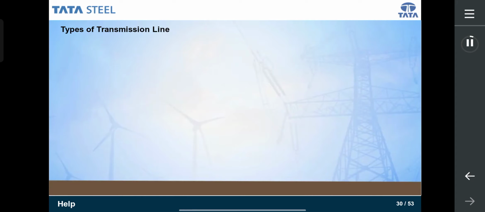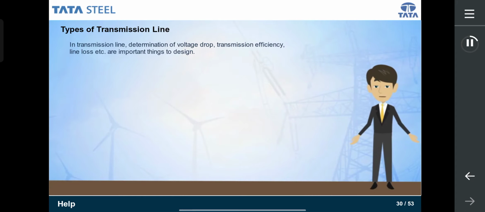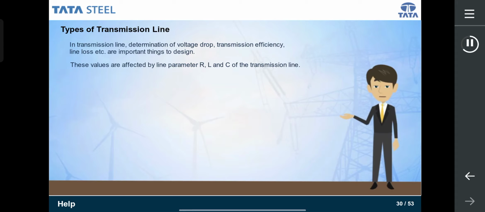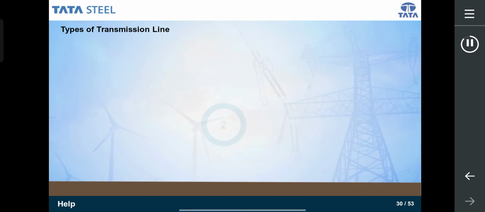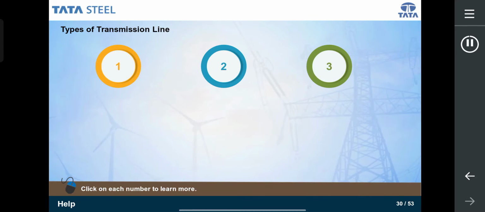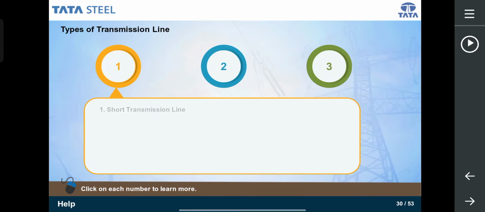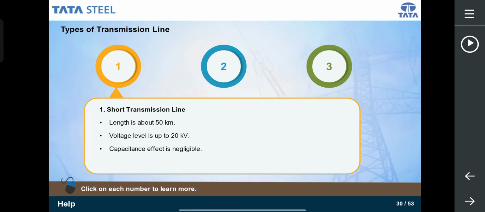Now let's learn about different types of transmission line. In transmission line, determination of voltage drop, transmission efficiency, line loss, etc. are important things to design. These values are affected by line parameters R, L and C of the transmission line. Lengthwise, transmission lines are of three types. Click on each number to learn more. Short transmission line. Length is about 50 km. Voltage level is up to 20 kV. Capacitance effect is negligible. Only resistance and inductance are taken in calculation. Capacitance is neglected.